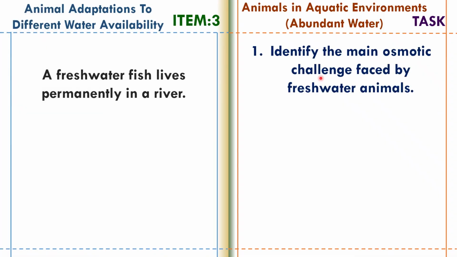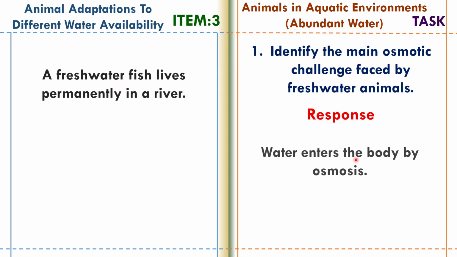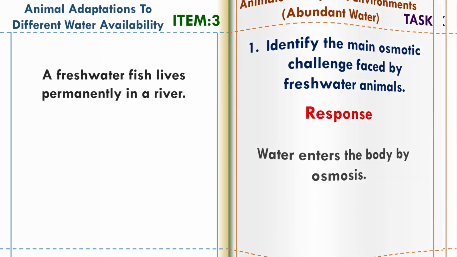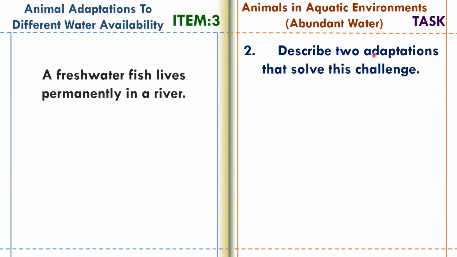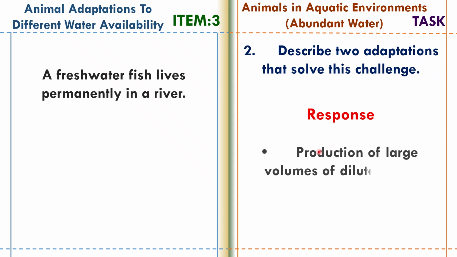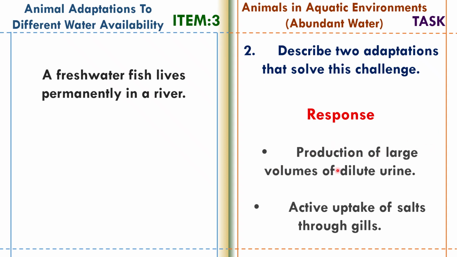Identify the main osmotic challenge faced by freshwater animals. Water enters the body by osmosis. Describe 2 adaptations that solve this challenge: production of large volume of dilute urine, and active uptake of salts through gills.